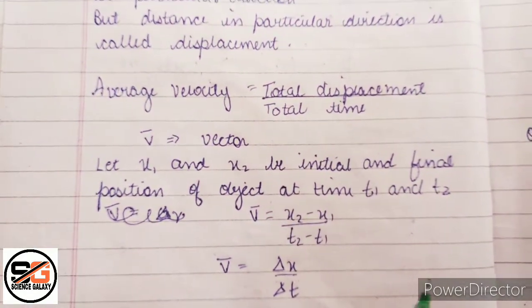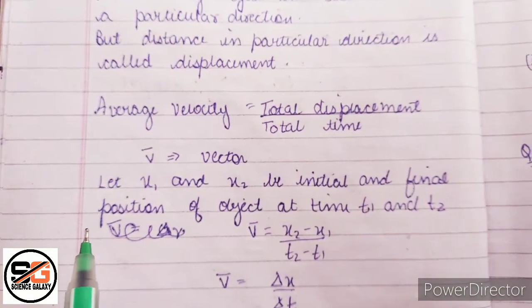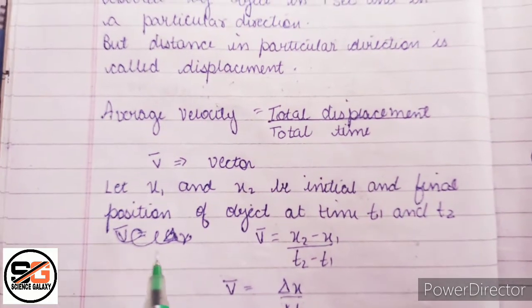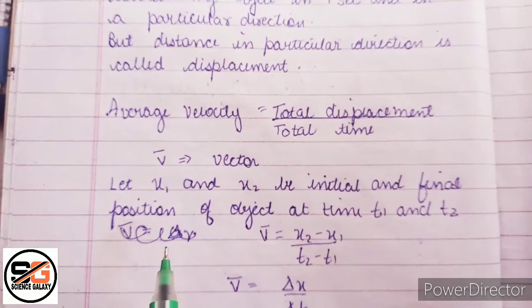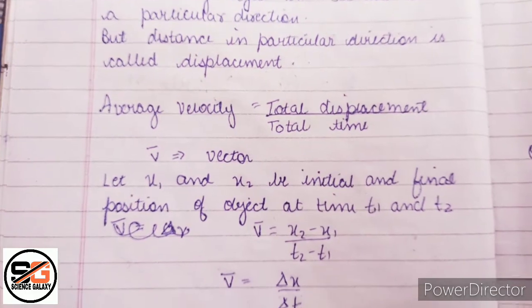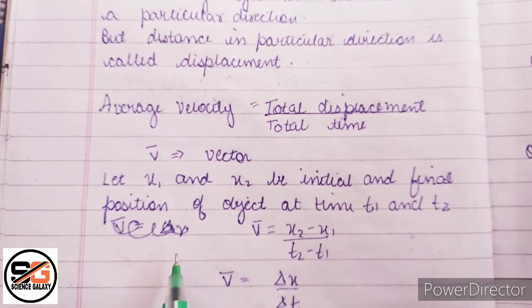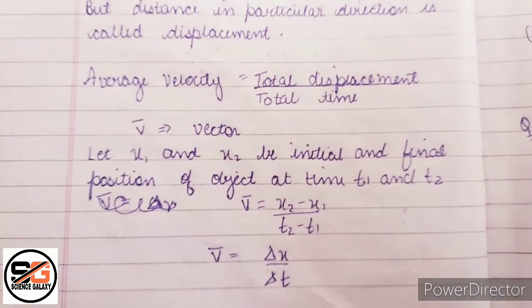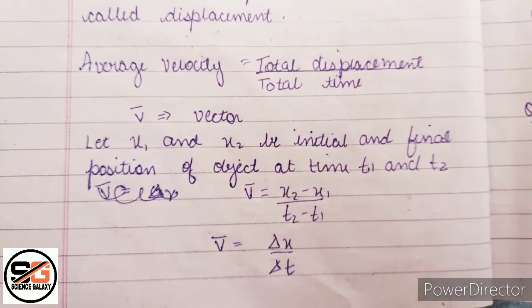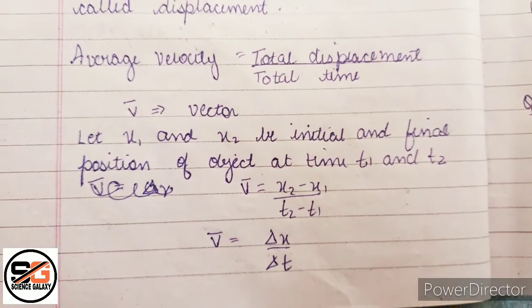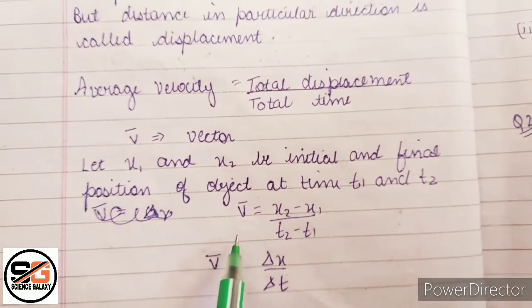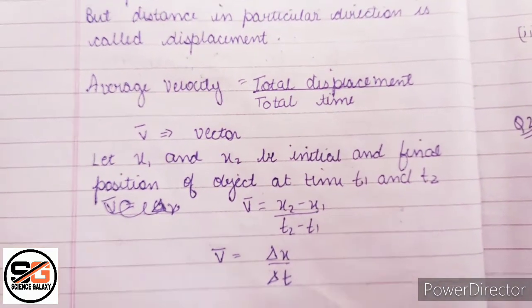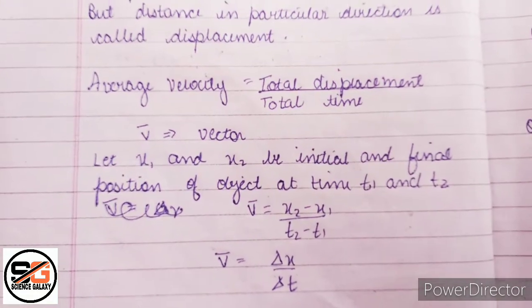And time. If initial time was 2 seconds, initially it was at 10 centimeter at 2 seconds. Now it moved a displacement of 10 centimeter more. It came to 30 centimeter in 30 seconds. So the average velocity would be total displacement upon total time. That means x2 minus x1 upon t2 minus t1.